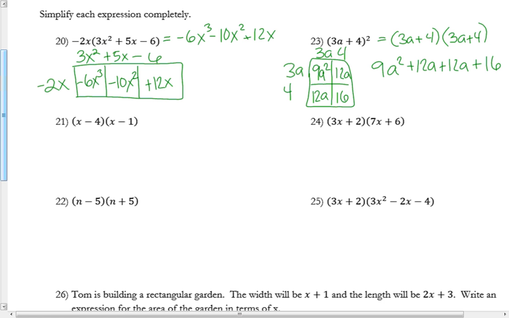If the numbers are positive, you write plus. If they were negative, you'd use a subtraction. We're going to combine our like terms here in the middle to give us positive 24a, and there's our final answer.